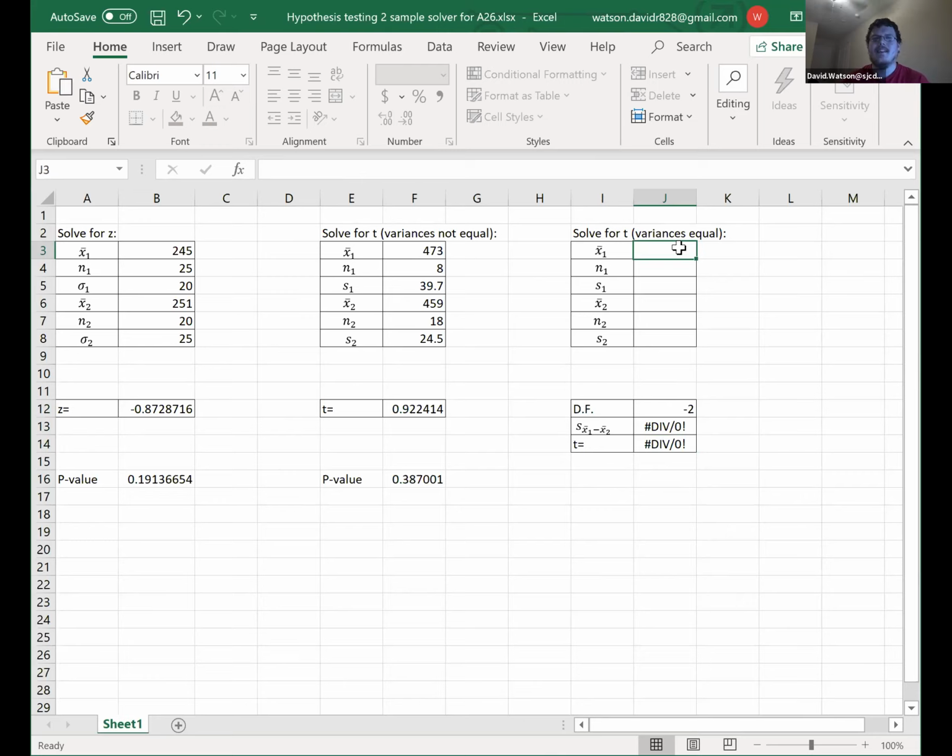All right. So we're going to go ahead and plug in all of our stuff. So we got 0.48, 30, 0.05, 0.51, 32, and 0.07.